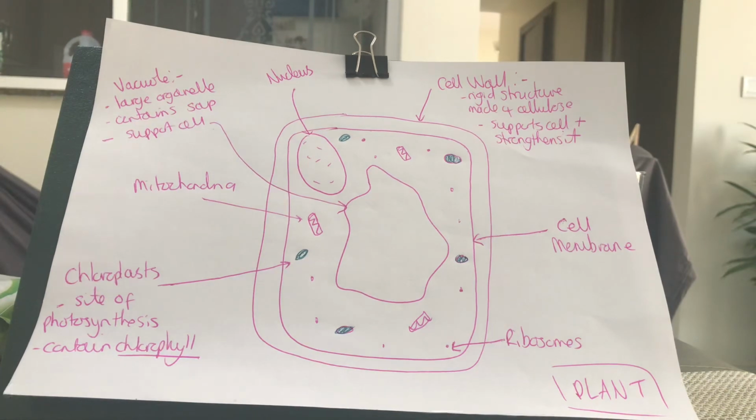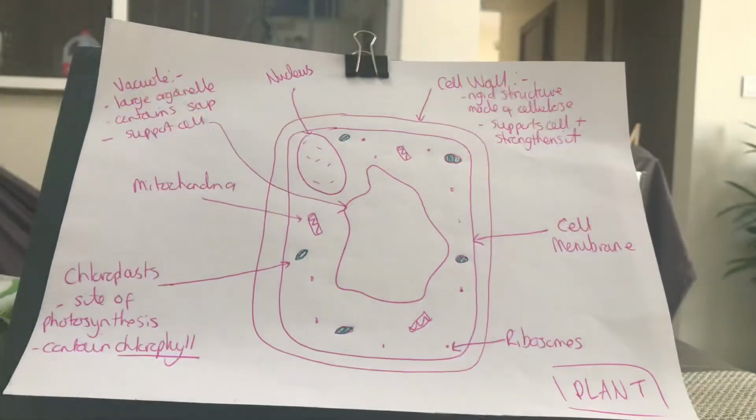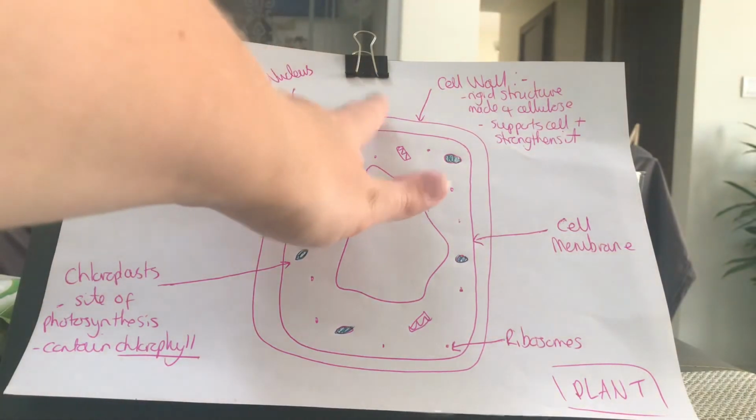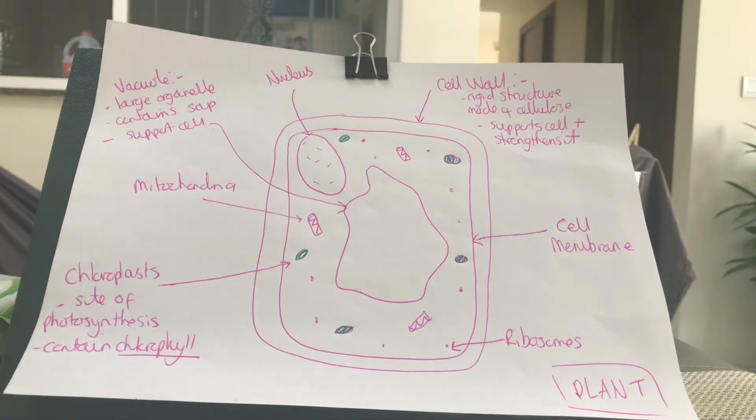Now, in our animal cell, if I quickly flip it back, our outer edge was our cell membrane. But in a plant cell, your outer edge is going to be your cell wall, and then the cell membrane is the next layer down from that. And this cell wall is a rigid structure made of cellulose. Remember, the fact that it's made of cellulose is special to plant cells. Things like fungi will have a cell wall, but they're made of a different material. They've got chitin in them.